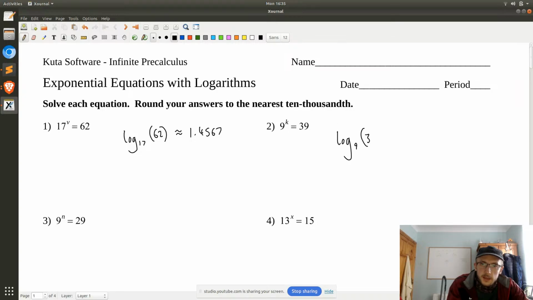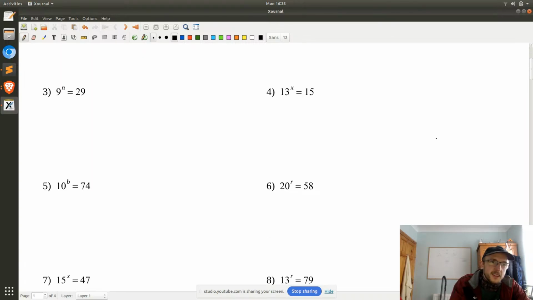Log base 9 of 39. So I write log 39 divided by log 9 to get 1.6674. I'm saying it like a New Yorker. 4. Okay.